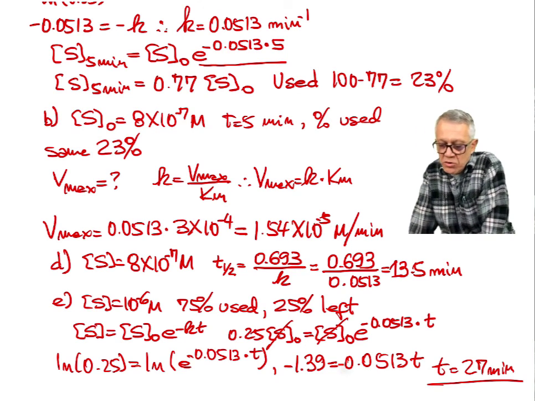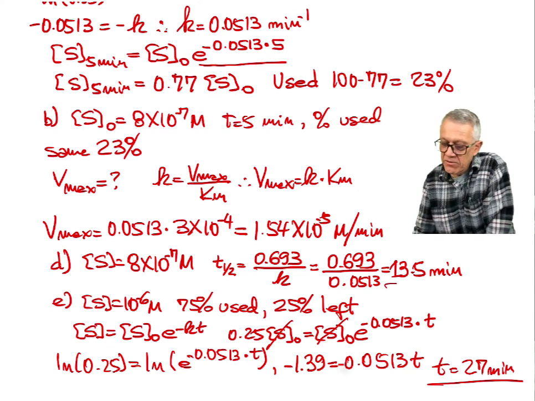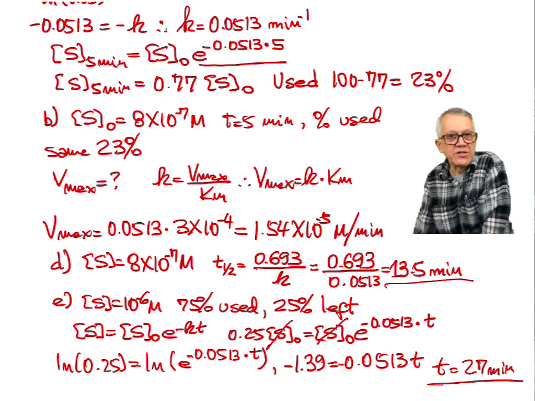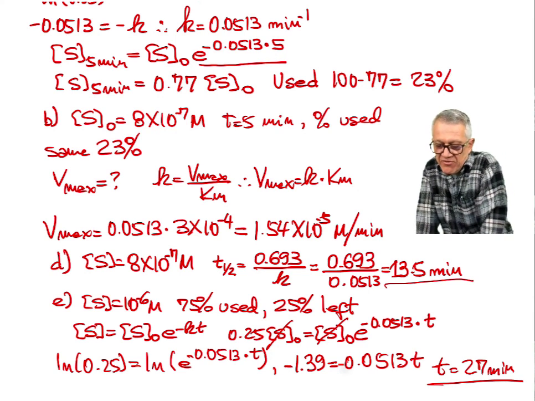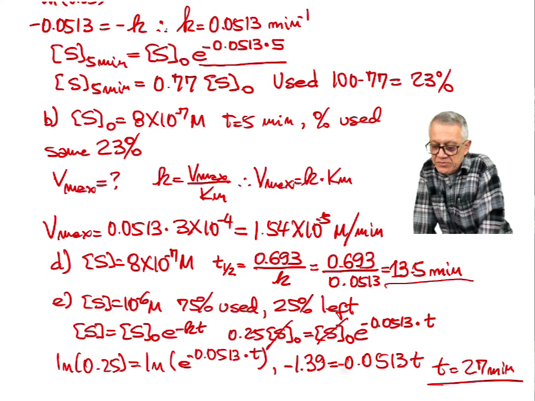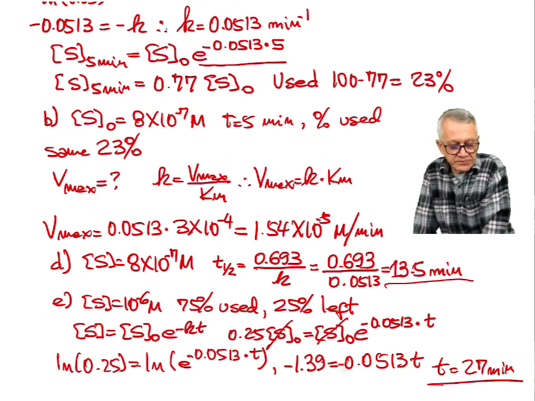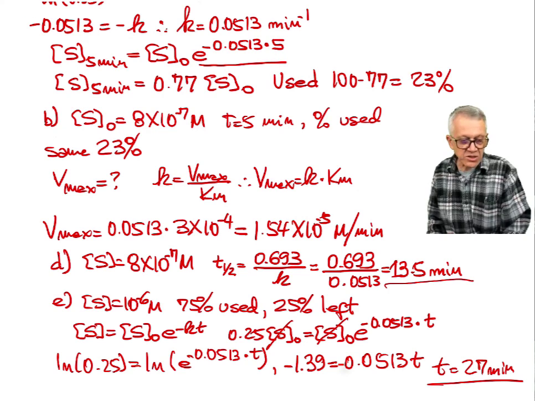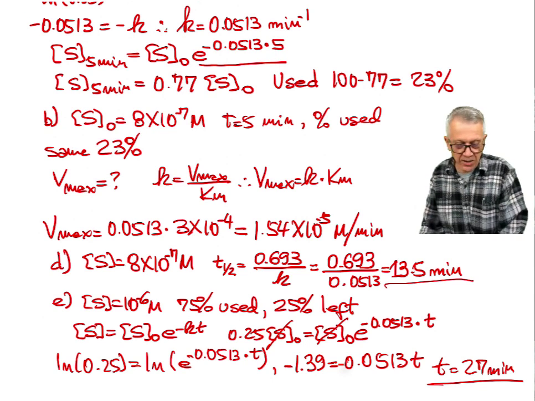That's the time that we will use to consume 75%. So 50% to use takes 13.5 minutes, and 75% to use takes 27 minutes. All right, so that's the solution for this problem.